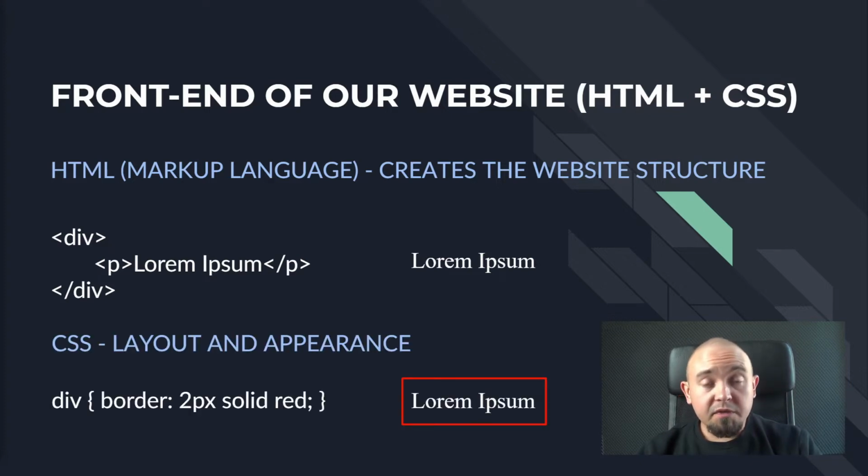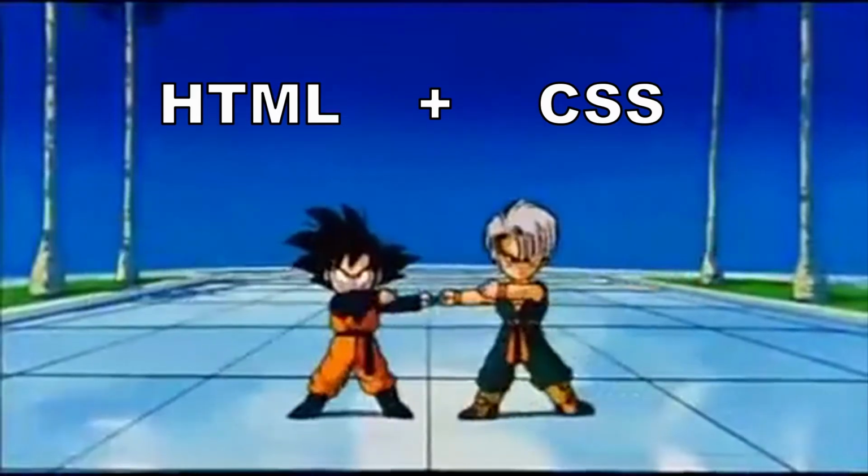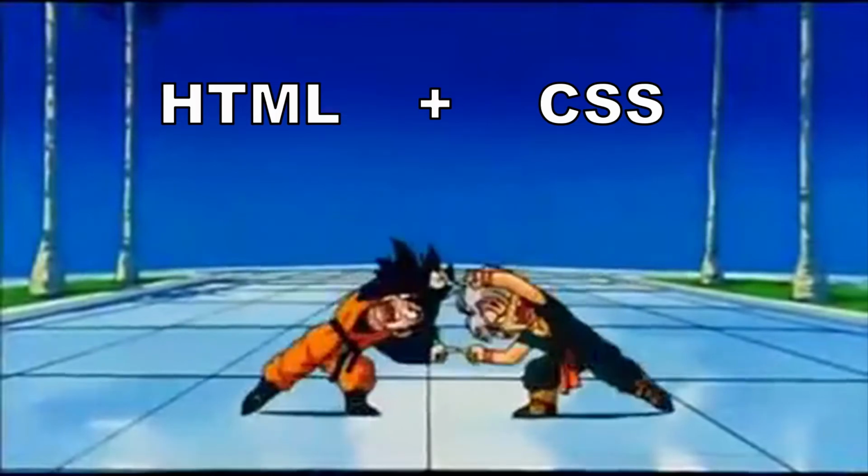CSS is responsible for the layout and appearance of our website. In this example, you can see we gave a CSS rule to our div element. This rule says that our div is supposed to have a border which is a 2 pixels thick solid line in red color. So HTML and CSS are two different languages that can be fused to give us some awesome websites. Fusion. Ha!